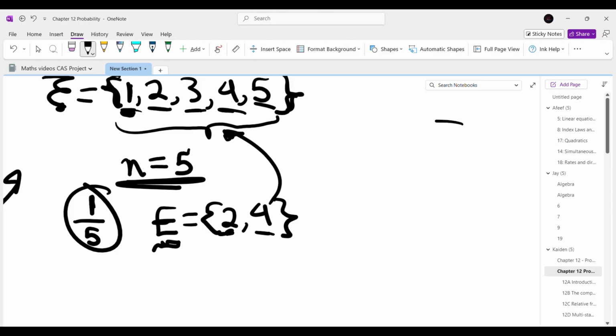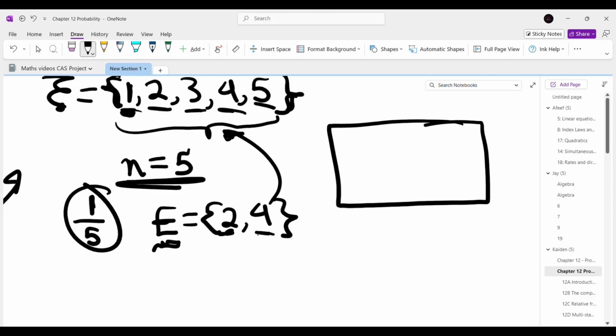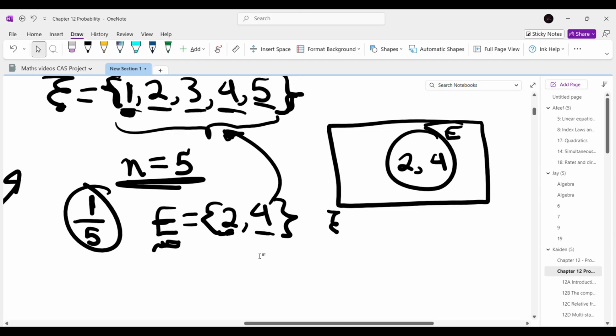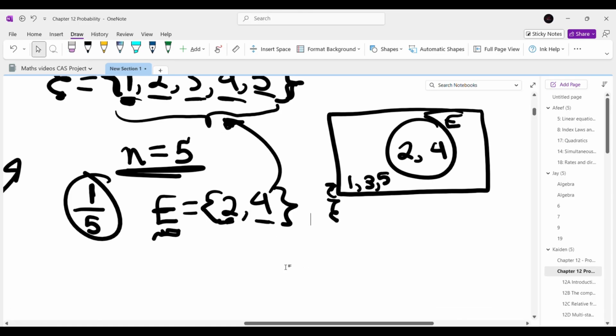Now, if we were to draw this on a Venn diagram, we would have our sample space out here, and then we'd have E inside it, which contains the outcomes 2 and 4, because they are both even. And then out here we would have 1, 3, and 5, because whilst they don't satisfy the event E, they are still within our sample space, so we do have to write them in our box.